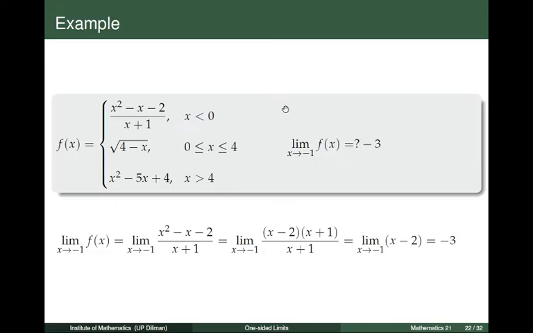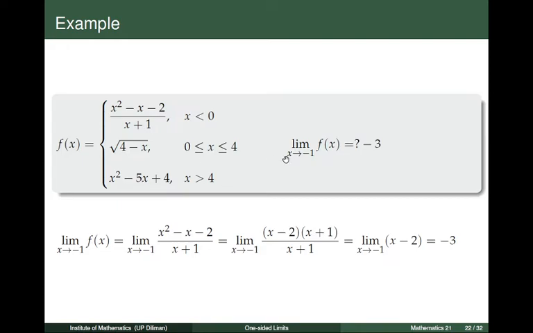Now, let us consider the same piecewise function f, and this time we want to consider the limit of the function as x tends to negative 1. Now, note that here, negative 1 is not a junction point of the piecewise function. So which definition of the function f are we going to use? Is it the first expression, the second, or the third?